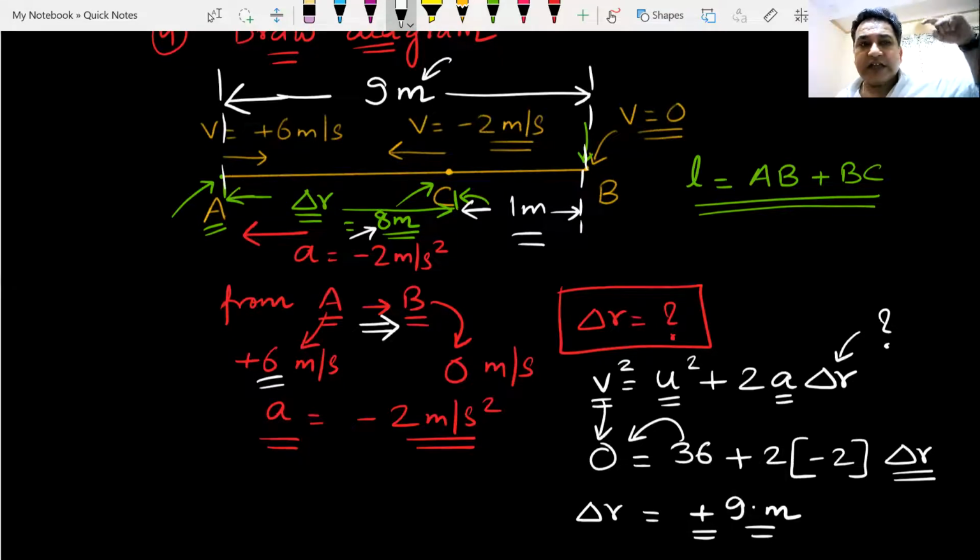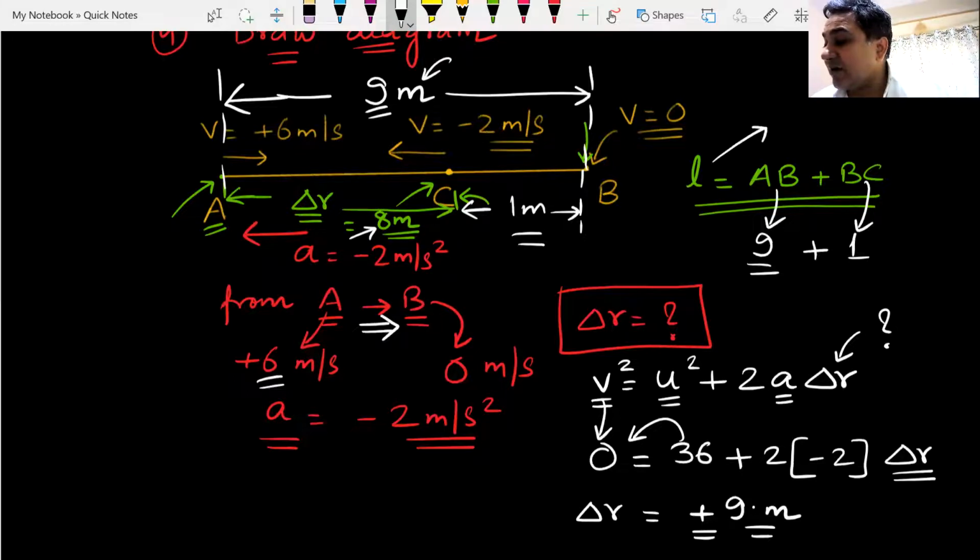The particle was at A. It started its journey. It reached point B. At point B, it stopped. Total distance traveled is 9 meters. Displacement is plus 9. Then it came back 1 meter back to point C. Displacement becomes plus 8 meters. But the distance traveled becomes 9, which is AB, plus 1, which is BC. So my total distance L traveled by the particle from 0 to 4 seconds becomes 10 meters.